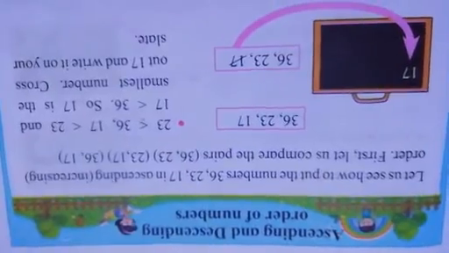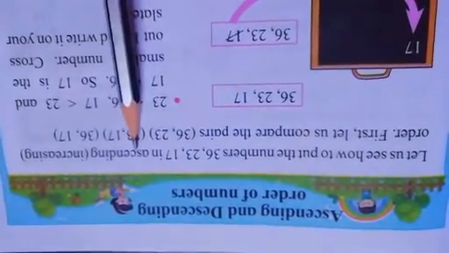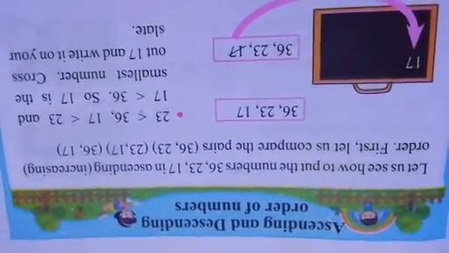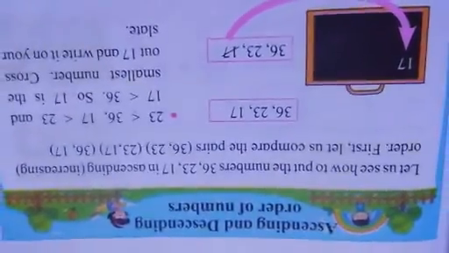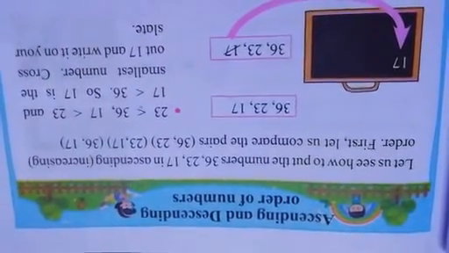So now see what has been given. Three numbers are given here: 36, 23 and 17. We have to put these in ascending order. Ascending order means increasing order, we can say. Ascending order means increasing order, means छोटे से बड़ा नंबर लिखना है हमको.